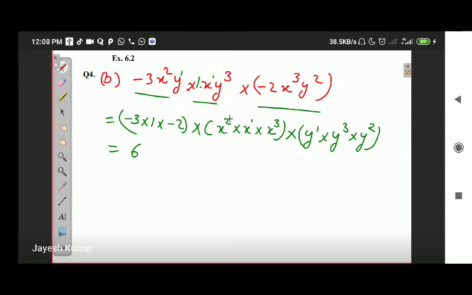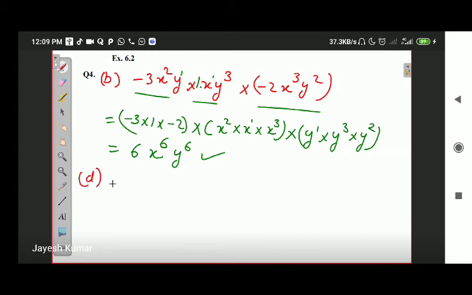X to the power 2, x to the power 1, x to the power 3. 2 plus 1 plus 3. This will be 6. You can do this directly now. Y to the power 1, y to the power 3, y to the power 2. This is y to the power 6. So this is your final answer, plus 6, x to the power 6, y to the power 6. Okay. Let's start with C part, D part.